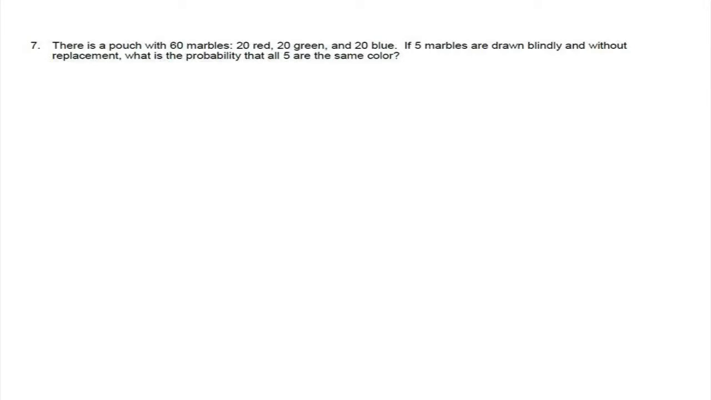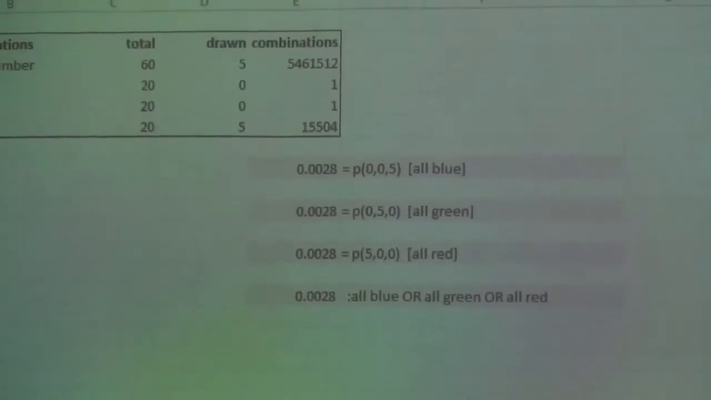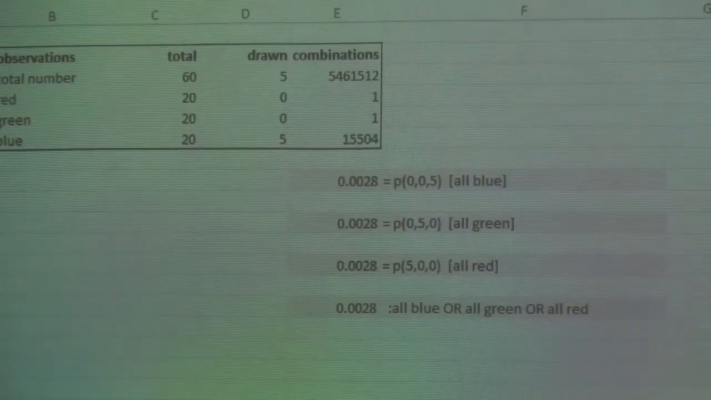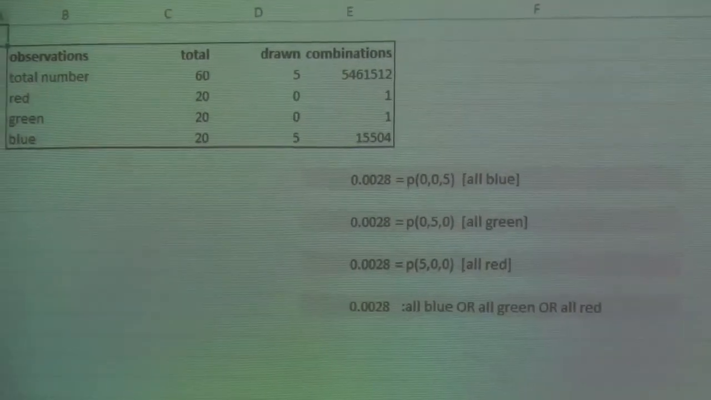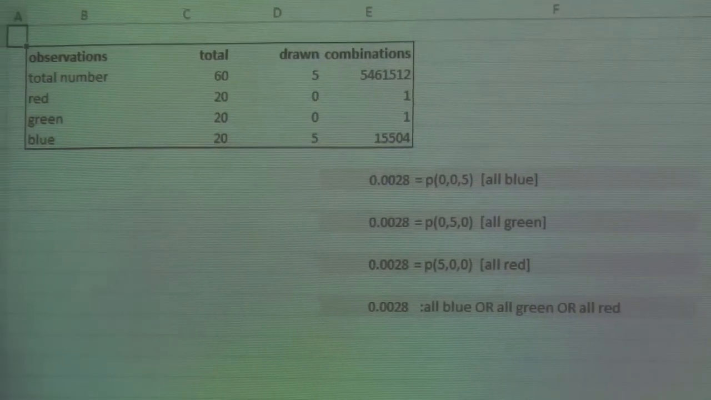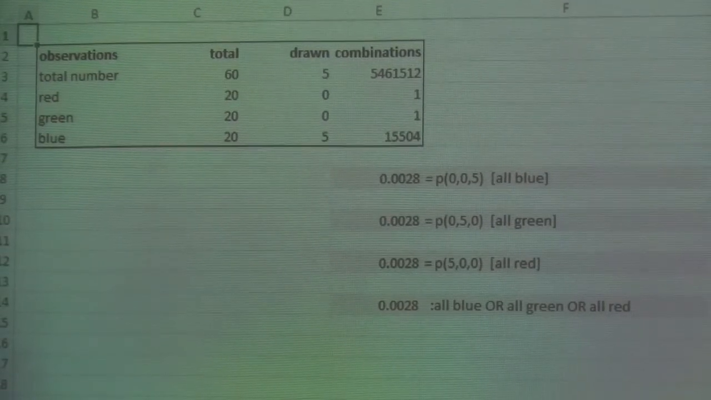The hypergeometric. The next one again. If I'm doing without replacement, I have 60 marbles, 20 red, 20 green and 20 blue, all 5 the same color, without replacement. Probability of drawing all 5 red, or all 5 green, or all 5 blue. I was looking at my answer there. I think that it should be 3 times because there's 3 different ways. So I think it should be 3 times 0.0028 because there's 3 different ways to get that, and there's no intersection, so we should add them all up. So it's another one I got to fix.